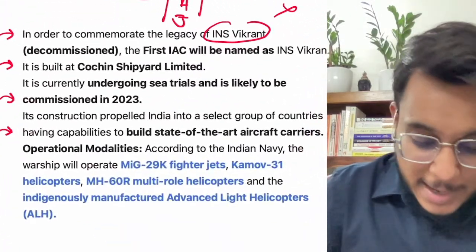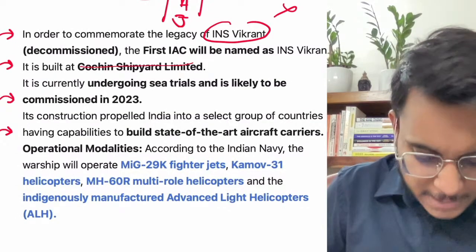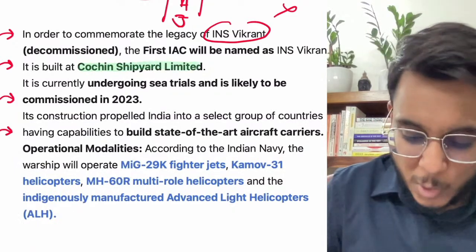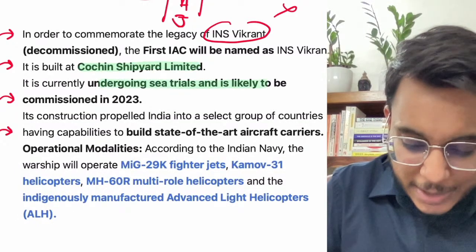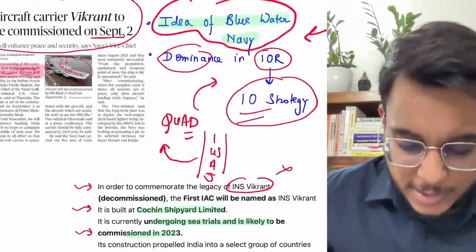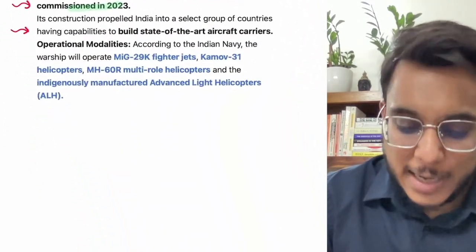Now when we talk about the aircraft carrier INS Vikrant, it has been built at the Cochin Shipyard Limited. Some basic information for prelims: built at Cochin Shipyard Limited. Okay, it is right now going into sea trials, and it was earlier likely to be commissioned by 2023, but now it will be commissioned on September 2, 2022. This is a kind of progress.